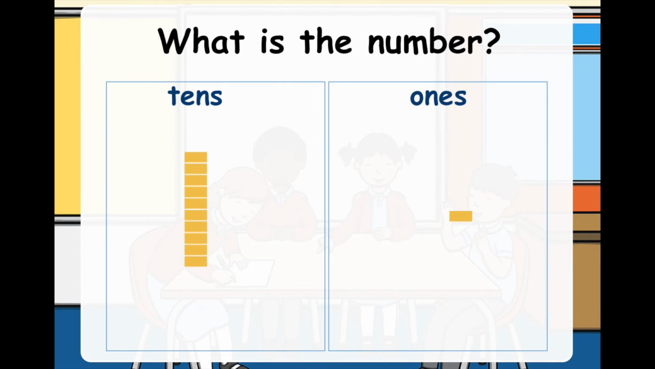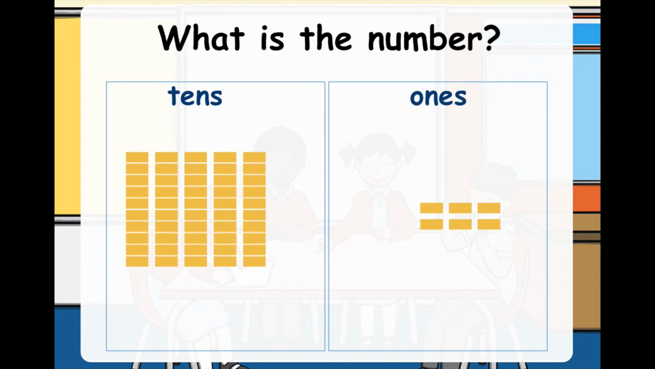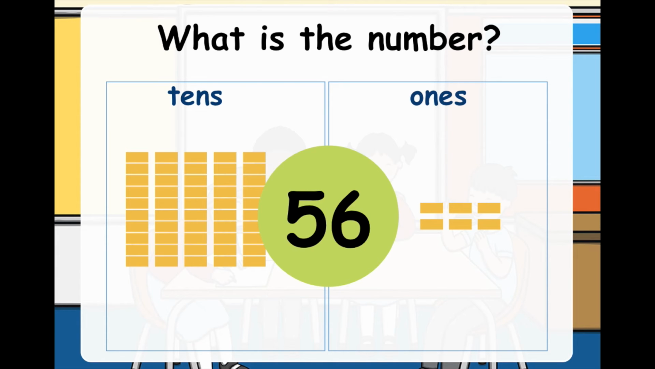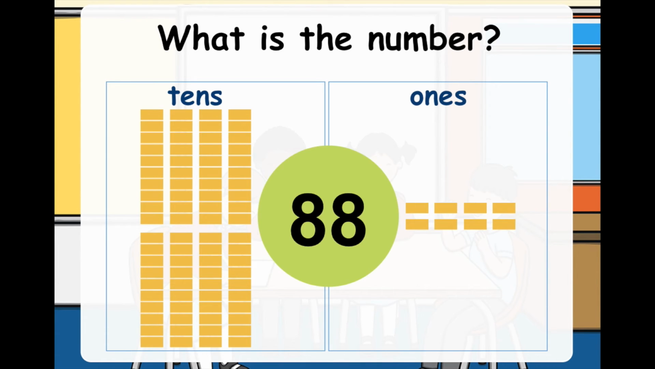So let's see if you can guess the number. Look at the tens, look at the ones, what number is this? Well done, it's the number 11. Let's try again. Count up the tens and ones, what number is shown? Well done, it's the number 56. Let's look at our last example. How many tens, how many ones, what number is shown? Well done, it's the number 88.